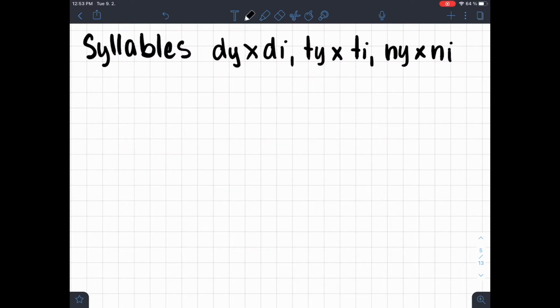Another pair is ty and ti. The same logic goes here. So you have T and the Y, and you pronounce it as just regular ty. Ty. Here are some example words.